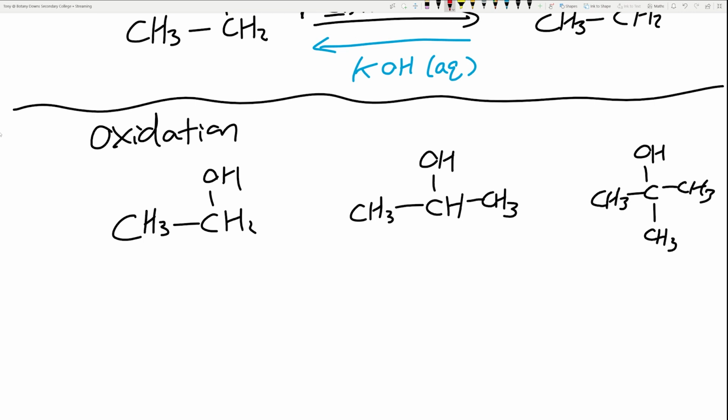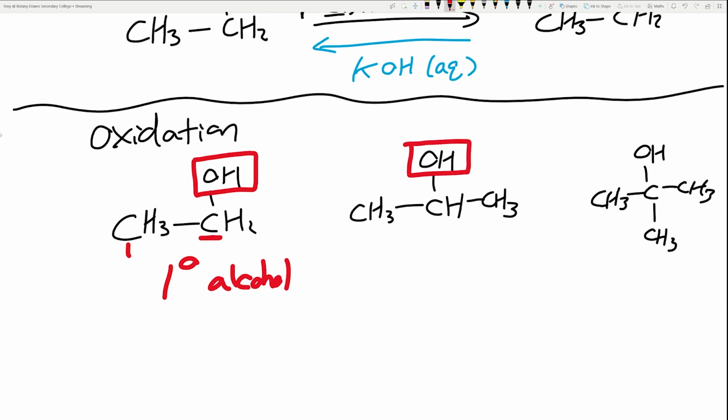Similar to your haloalkanes, we can look at the degree of alcohol here. This OH group is bonding to a carbon that's only bonding to one other carbon, so this is a primary alcohol. And this OH group is bonding to a carbon which is bonding to two other carbons, so this is a secondary alcohol.